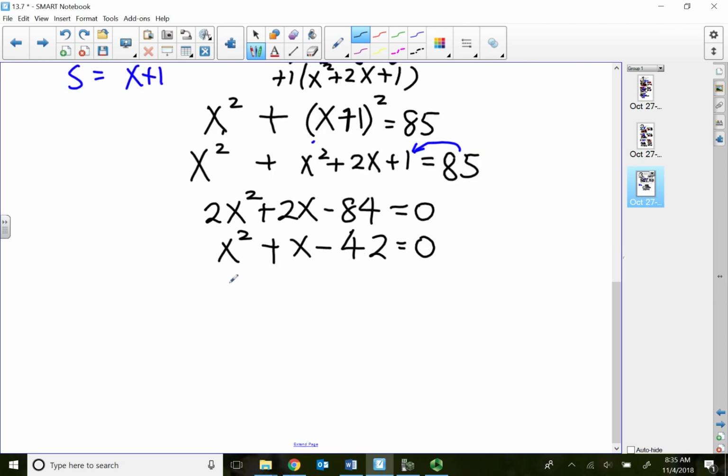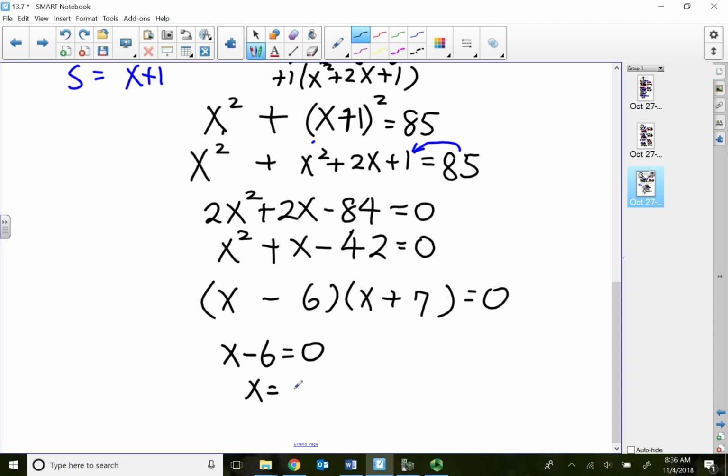For 42, I will use 6 and 7. My difference is only 1 here in the middle. Since the last sign is negative, my inner and outer have to subtract, one positive, one negative sign. So to end up with a positive 1, I have to have a positive 7 on the outer, negative 6 in the inner. Set each factor equal to 0. One answer is x equal to 6, the other one is x equal to negative 7.